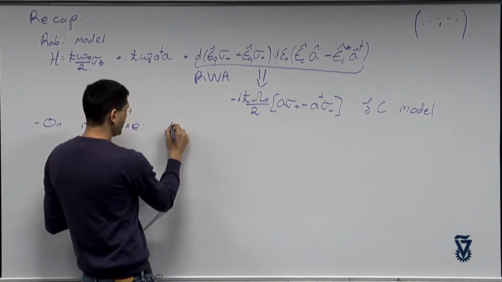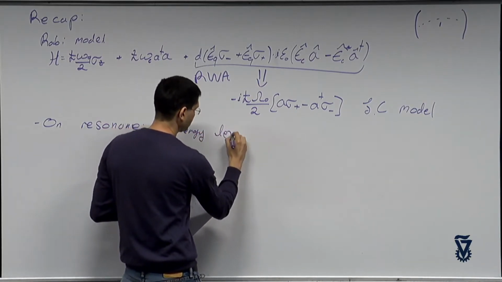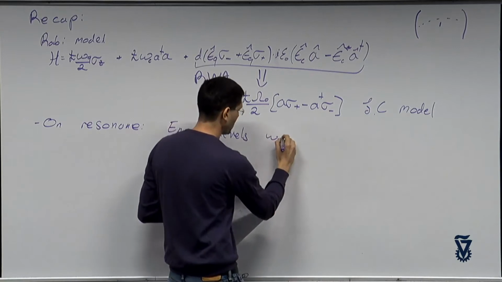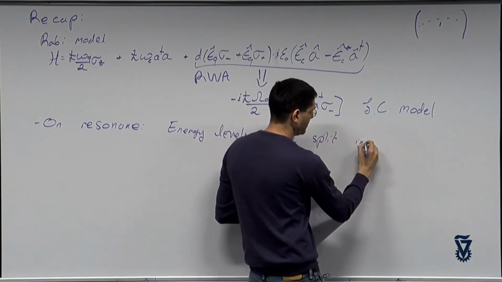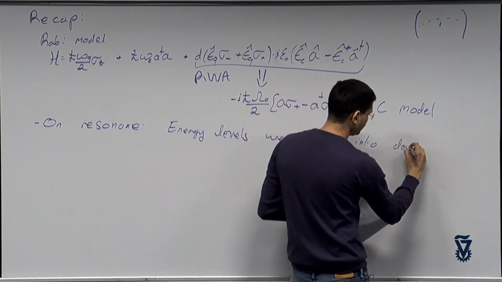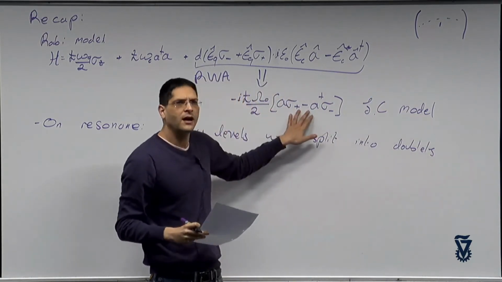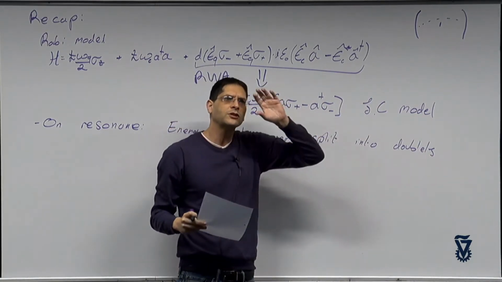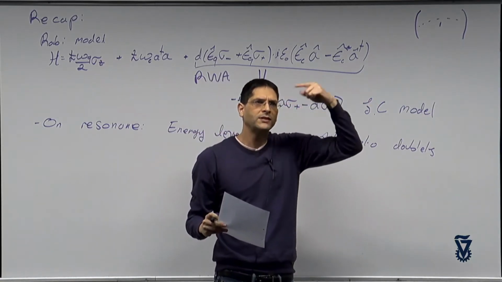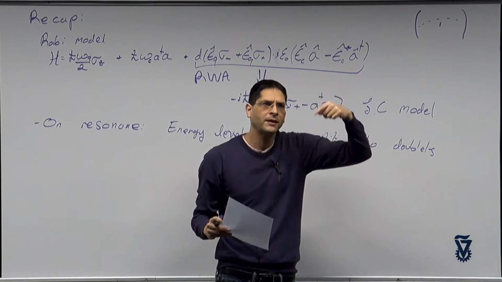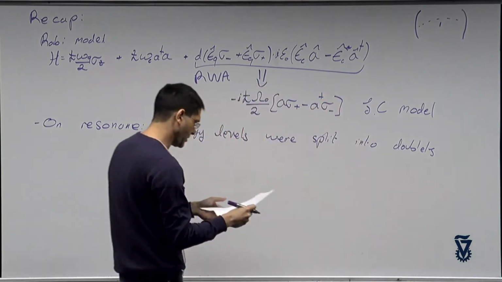Okay, so on resonance, we saw that the energy levels were split, if you remember, into doublets. And the action of this interaction term was to conserve the number of excitations. So if you were in a certain doublet, you would stay and you would have these oscillations in the doublet, and the frequency of the oscillations was the nth Rabi frequency, if you remember.